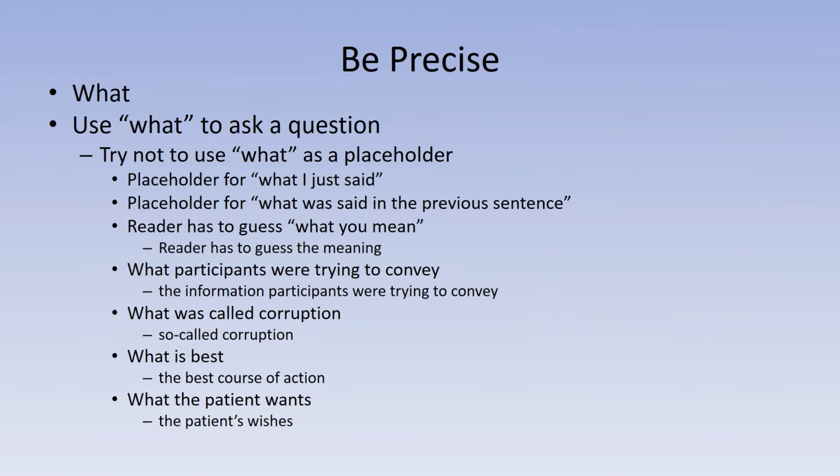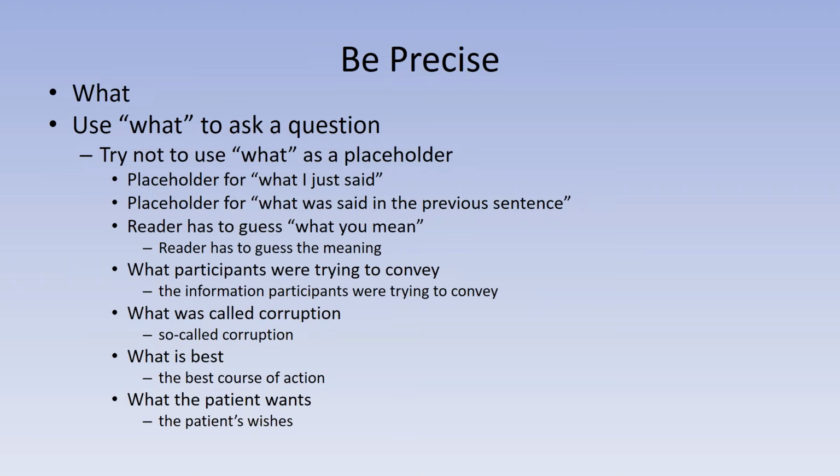What is the other one? It's not wrong, but it's just not precise. And it's amazing to me how defining what means gives the sentence so much more strength. So try not to use what as a placeholder for what I just said or what was said in the previous sentence or what I mean. Don't have the reader guess what you mean. So here are some examples.